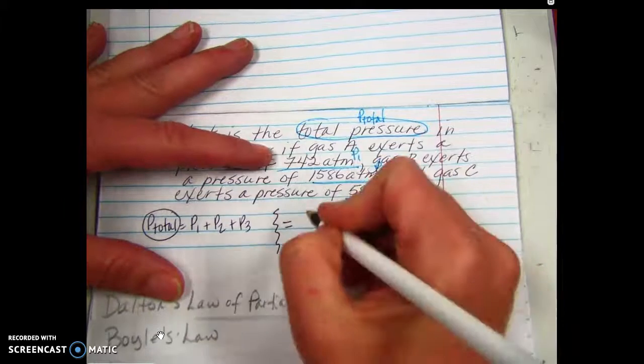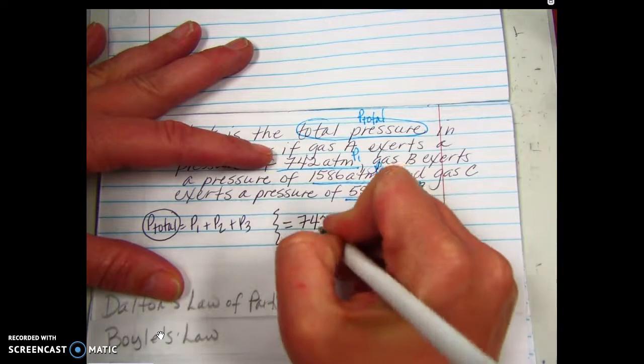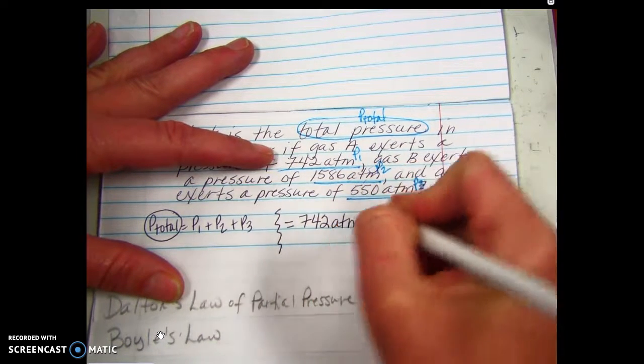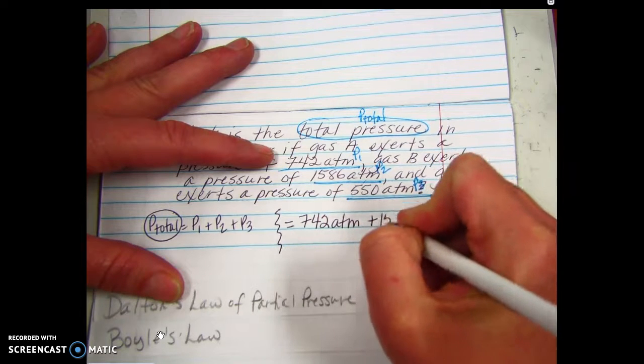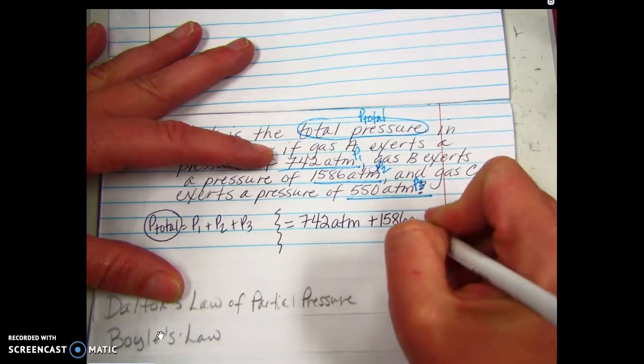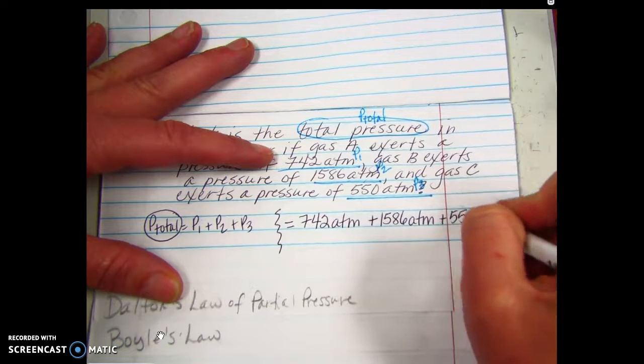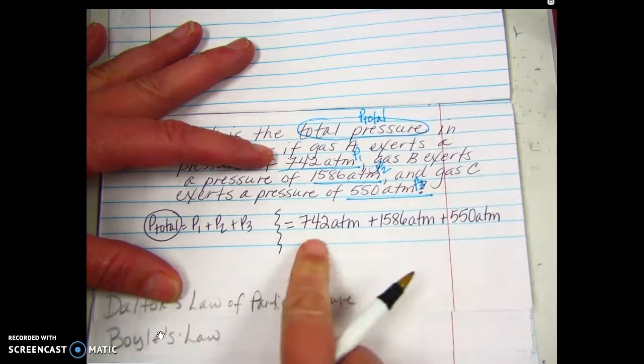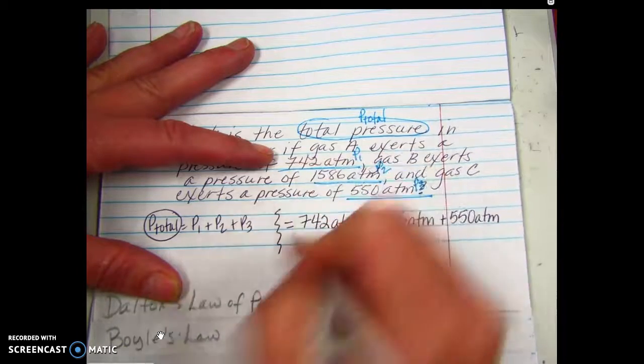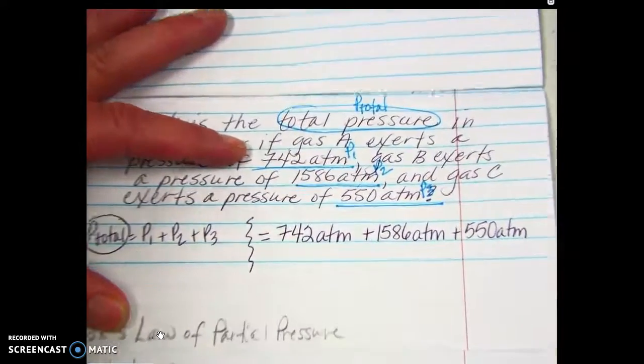So we have 742 atmospheres plus 1586 atmospheres plus 550 atmospheres. So we substituted that information in. Let me zoom in a little bit closer so you can see better.